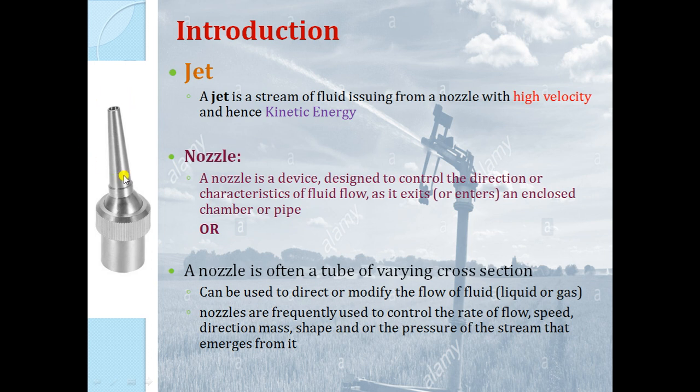So, here you can see the nozzle. As I said, a nozzle is a tube of varying cross sectional area. By reducing the cross sectional area, the velocity increases.